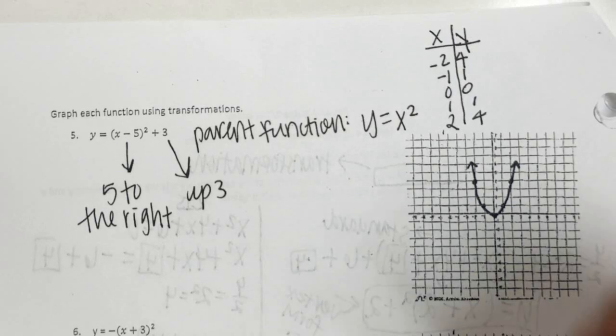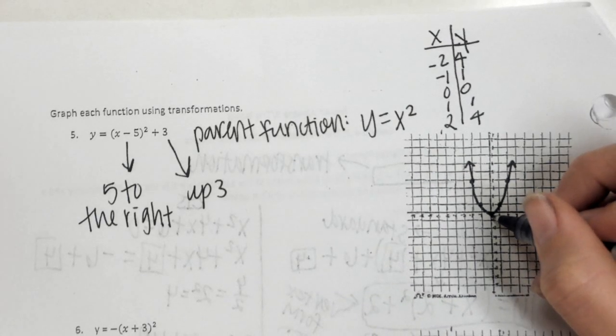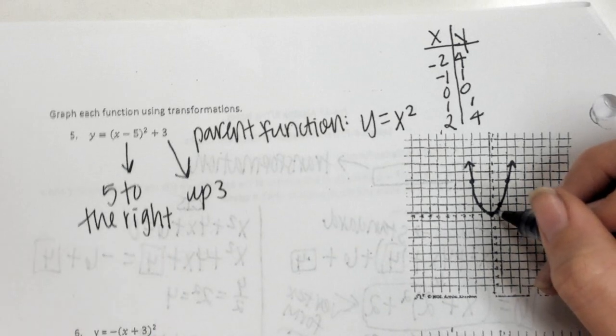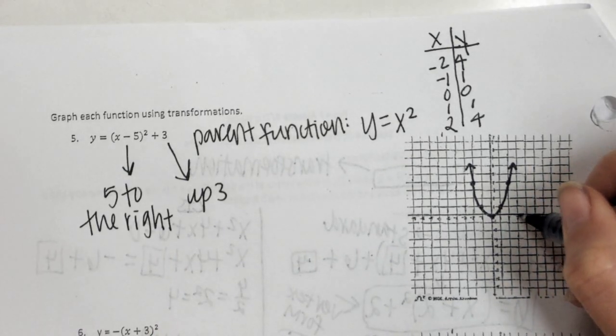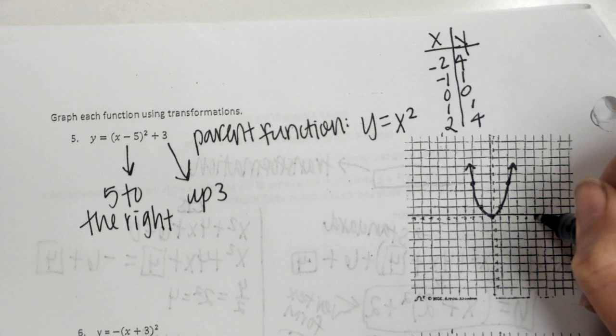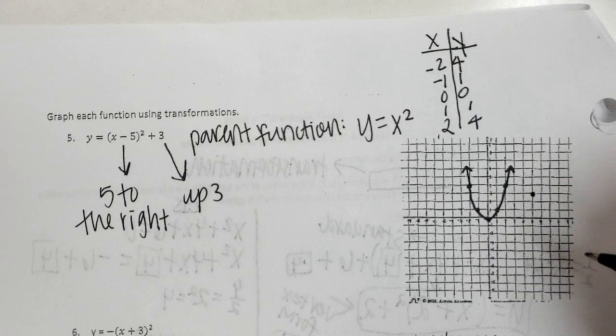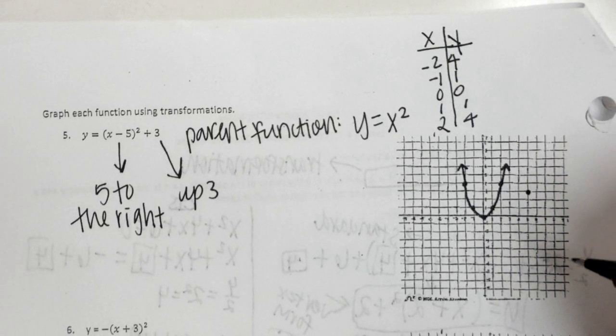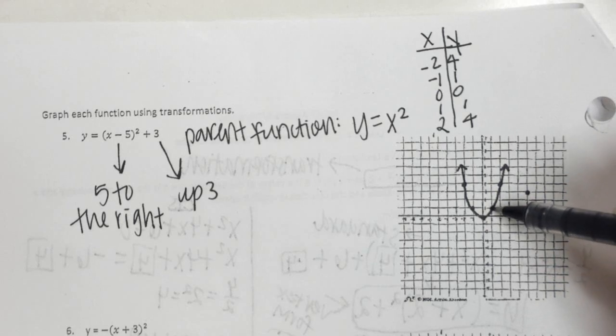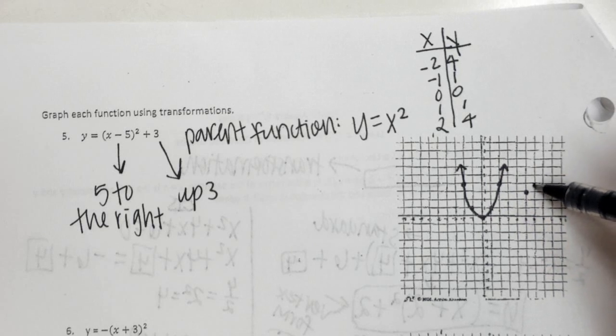So what I want you to do is put your pencil at the center, 0, 0 of the parent graph. Then I want you to move 5 to the right, 1, 2, 3, 4, 5, and 3 up, 1, 2, 3. Then draw your center. Same thing with the dot right here. Move it 5 to the right, 1, 2, 3, 4, 5, 3 up, 1, 2, 3.